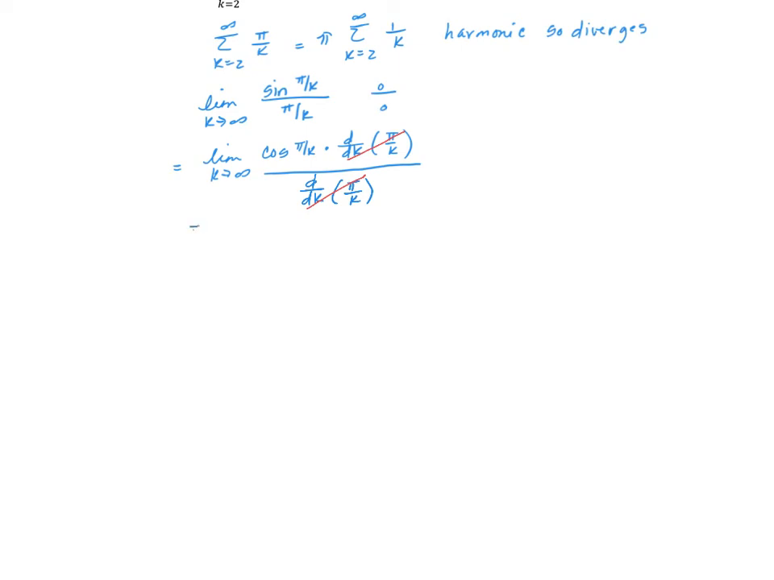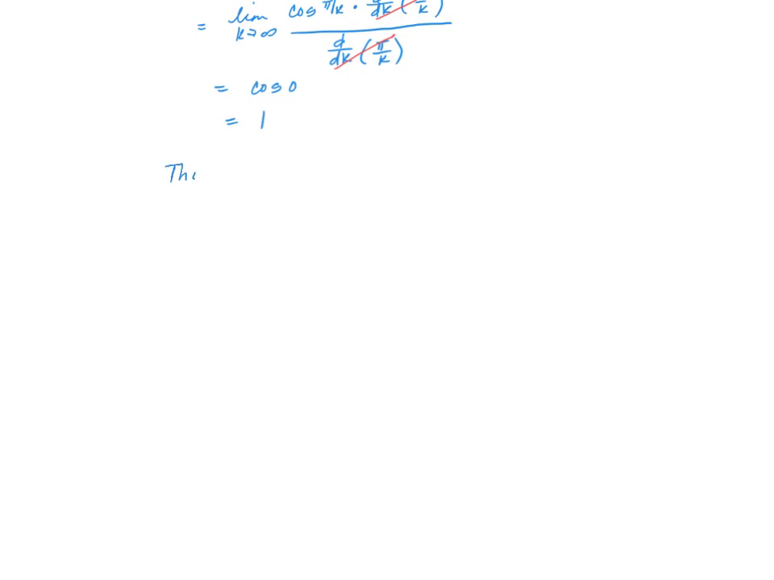Now, this is going to be equal to cosine of, as k goes to infinity, cosine of 0, which is 1. So I took the limit, and the limit was 1, which is criteria 1. It's between 0 and infinity. So since I know that b sub k diverges, then I know a sub k diverges. Your conclusion would be that the series from k equal to 2 to infinity of sine of pi over k diverges by limit comparison test.